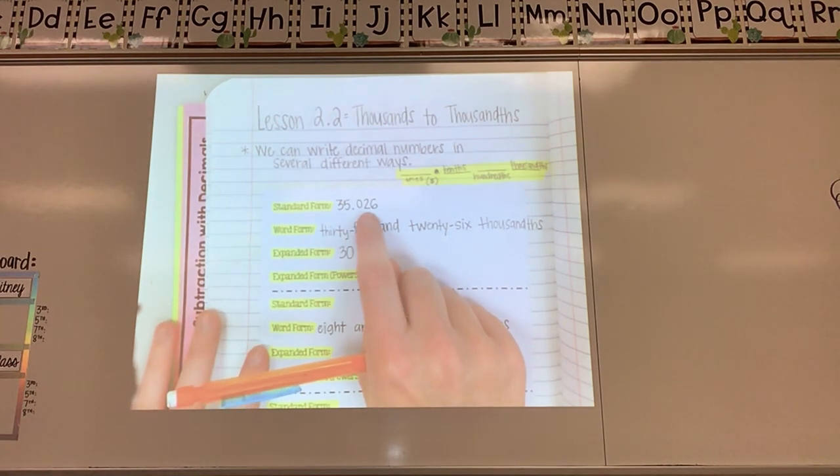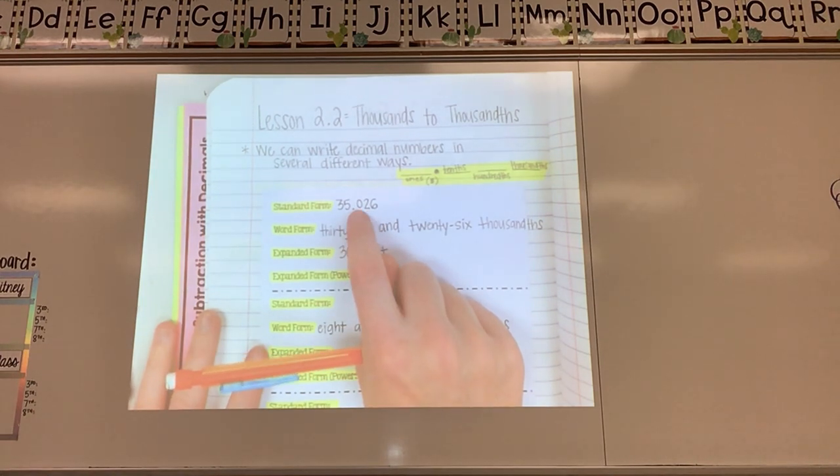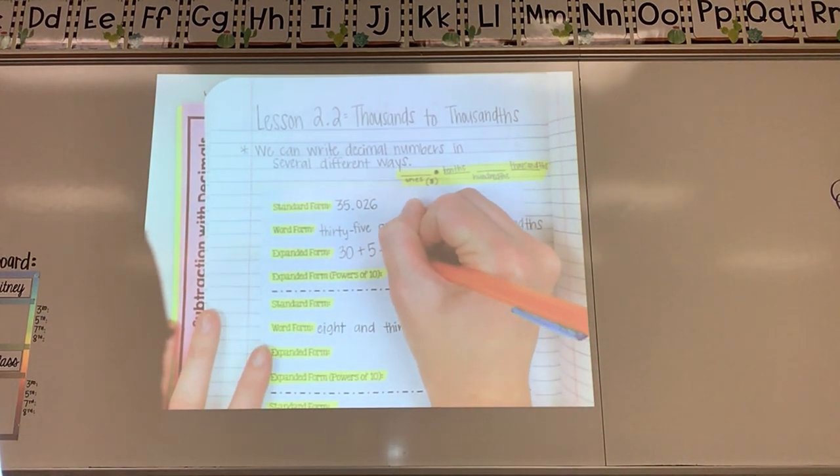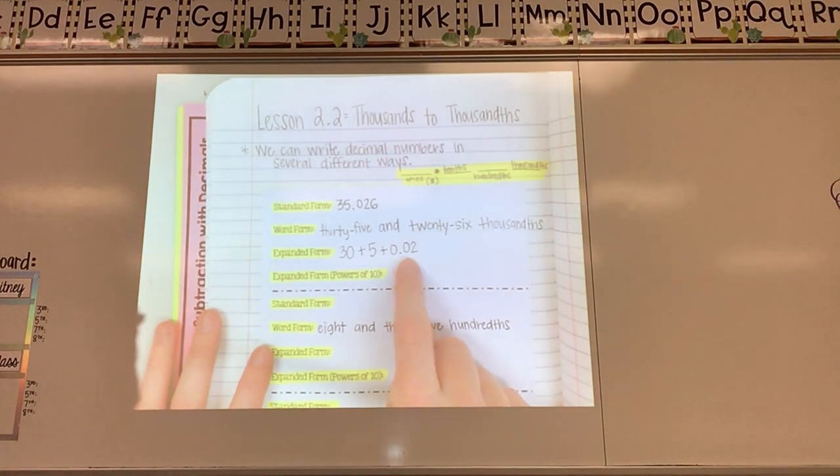How many places after the decimal is this 2? It is 2 spots after the decimal. So when I write it down here, I'm going to make sure that it stays 2 spots behind the decimal. And I just fill in everything else with zeros.